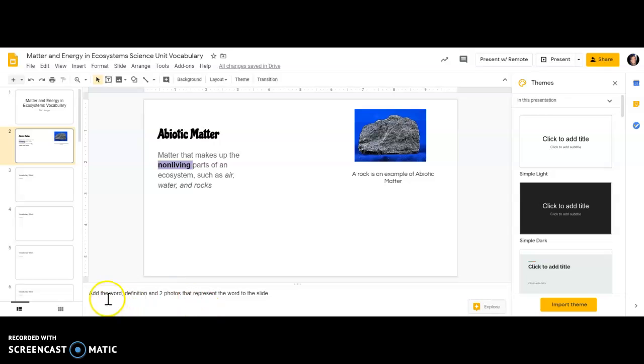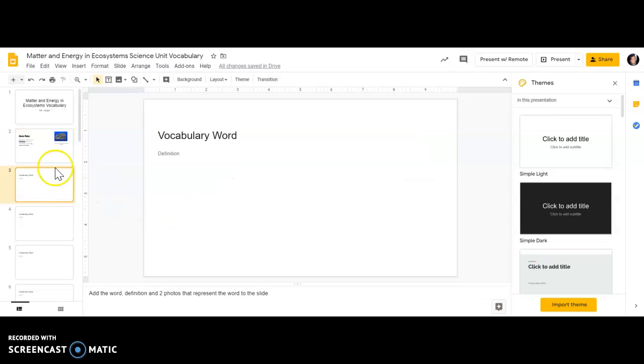You need to be adding the word. I have the vocabulary word. I have the definition, and I have made some little highlights and italics to really make the important pieces stand out to me. So when I look at this slide, I know exactly what it is. And then I'm going to be adding 2 photos. You can see that I already added 1 photo, and I put a little caption next to it so that I know why I chose that photo. So when you're done with that, then you can go on to your next slide.